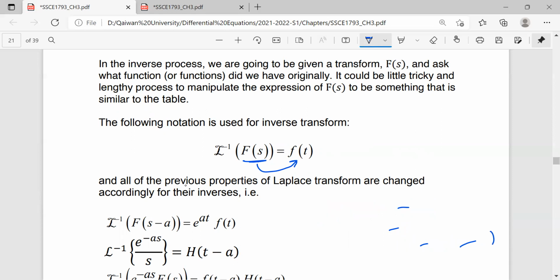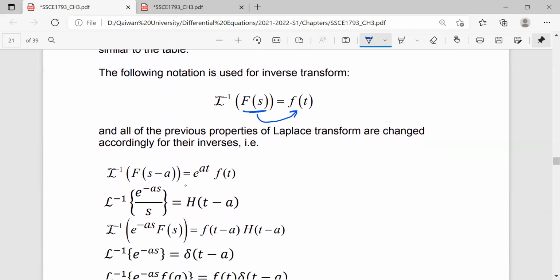We have some properties of Laplace inverse. We say the Laplace inverse of f of s minus a equals e to the power at times f of t, because here we have f of s minus a. That means we must have an exponential function which is multiplied by f of t.